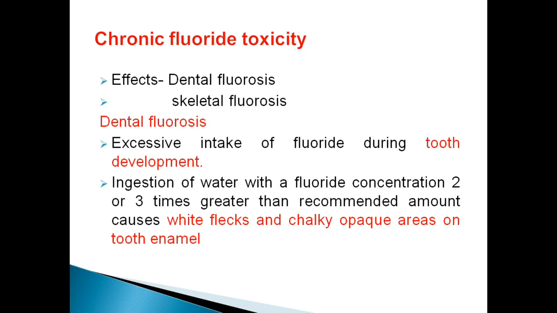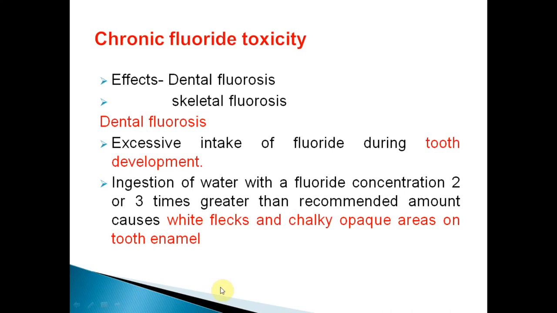So dental fluorosis: we know the optimal amount of fluoride in drinking water is 1 ppm. If we consume water with more than 1 ppm for a very long period, especially during tooth development, that is the highlight point, less than 6 years old, because the second molar finishes its mineralization around 6 years. If a person consumes water with fluoride more than 1 ppm after 6 years, there are very few chances of fluorosis, because most of the teeth have completed their mineralization cycle. If a person consumes more than 1 ppm during the mineralization cycle, there are chances of dental fluorosis.